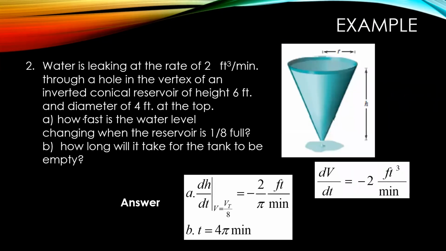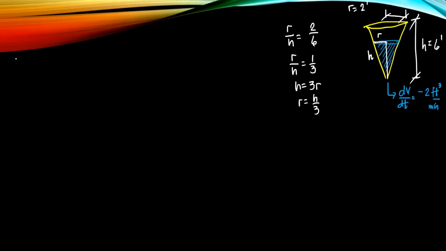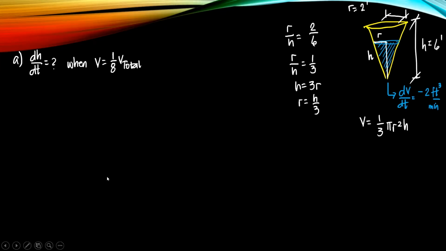What's being asked? How fast is the water level changing? Okay. So water level changing, the height. What's the height now? When V is 1/8 full, the tank is 1/8 of the total volume. Okay, so what's the formula for the volume of a cone? The formula is 1/3 pi r squared h.